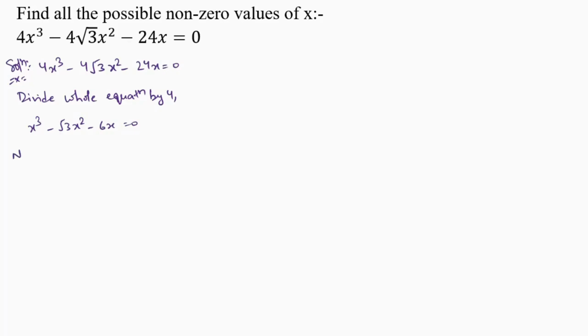Now take x common from this equation. We get x times (x squared minus root 3 x minus 6) equals 0. So from here we get two cases: x equals 0 and x squared minus root 3 x minus 6 equals 0. So here we have x equals 0 as the value.